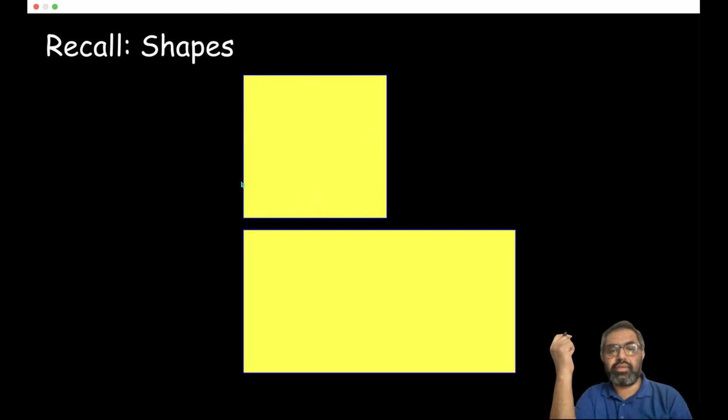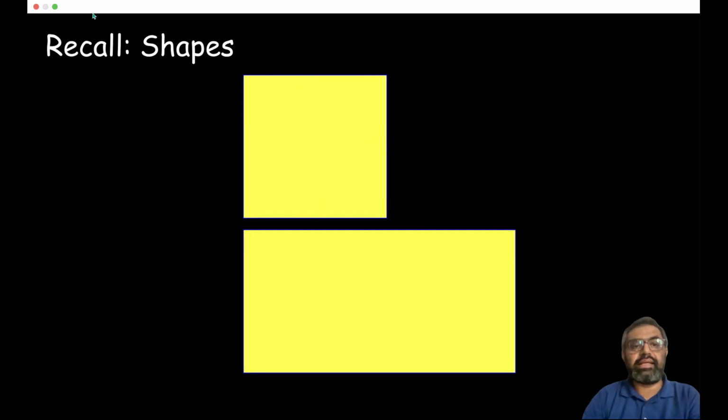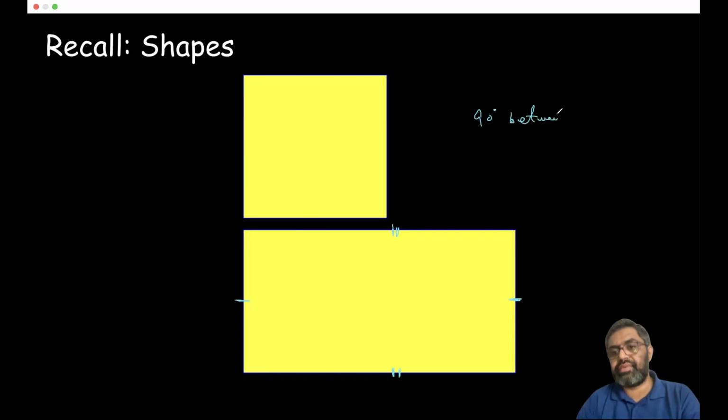A rectangle has all 90-degree angles, but we have a different kind of restriction compared to a square. We say opposite sides are equal. This is equal to this one, and this side is equal to this one. So there is a 90-degree angle between adjacent sides, which is the definition of a square as well. And opposite sides are equal to each other.